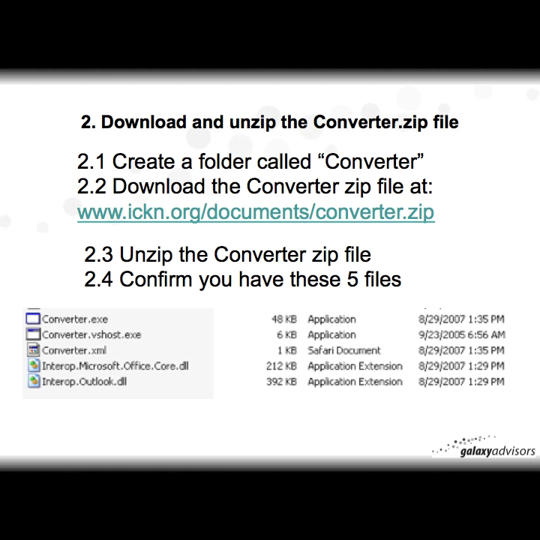So rechecking Control Panel to confirm all the .NET 4 files have been installed, as you've indicated on the previous slide. So the second step is to really simply download and unzip the converter zip file. So create a folder called converter, for example, and download the converter zip file at this URL. You're then going to step 2.3, unzip the converter file. And step 2.4, you should see these five files and confirm that they are in your directory. So that's where the converter program is, converter.exe. So that step is pretty straightforward.